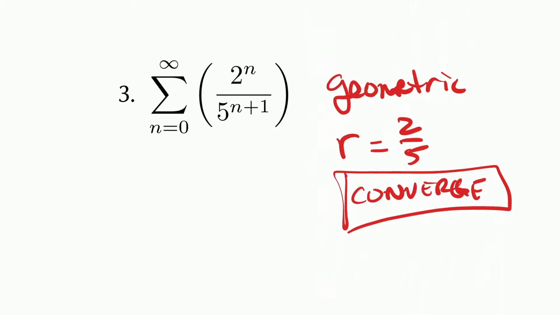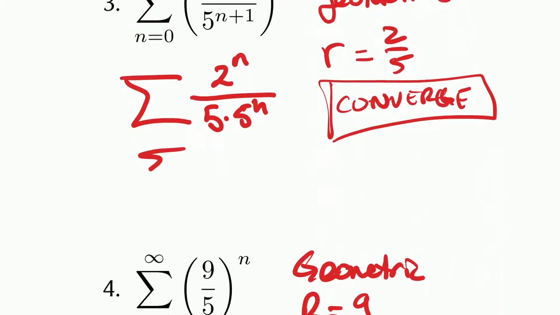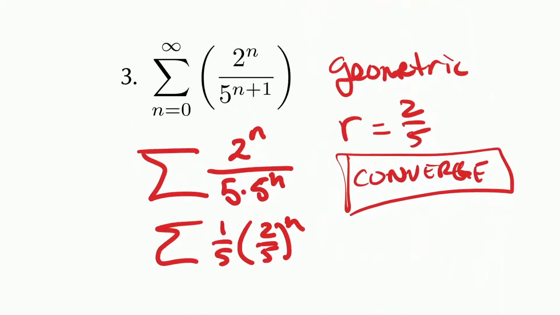Okay, so the next one, I didn't write down my work, but the r here is 2/5. It's geometric. Here's another way of writing this, 2 to the n over 5 times 5 to the n. And so this becomes the sum of 1/5 times 2/5 to the n. So a little bit of algebra involved there, but the important thing here is that the r is 2/5. I kind of was going minimalistic on you. So if you want to be minimalistic with me, you could always just leave this stuff out.